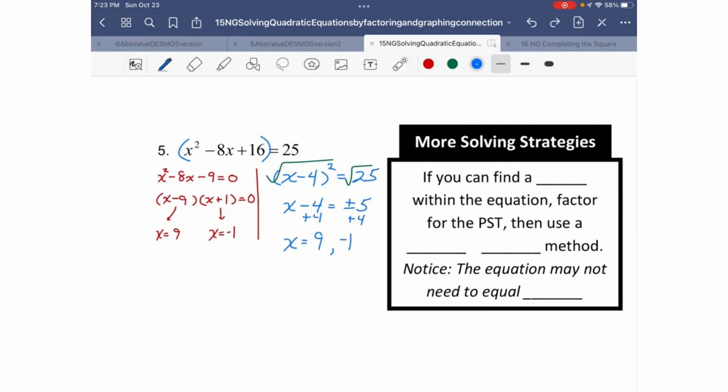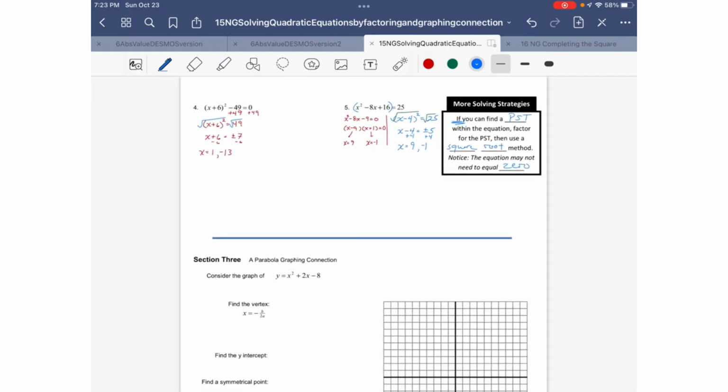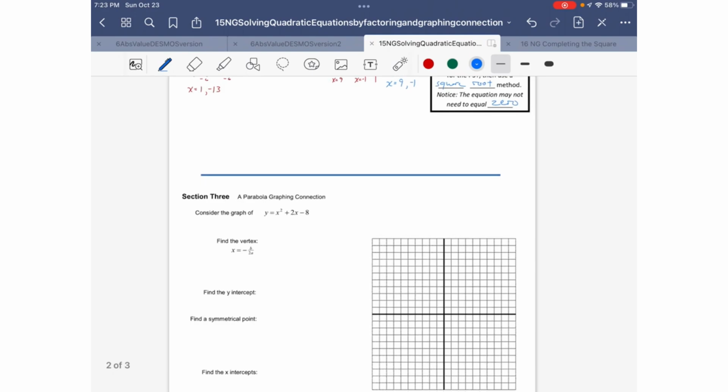If you can find a PST, a perfect square trinomial within the equation, then you can factor that PST and use a little bit more of a square root method, just like we did in blue. I say if, okay, and the equation actually doesn't have to equal 0 when those things happen.